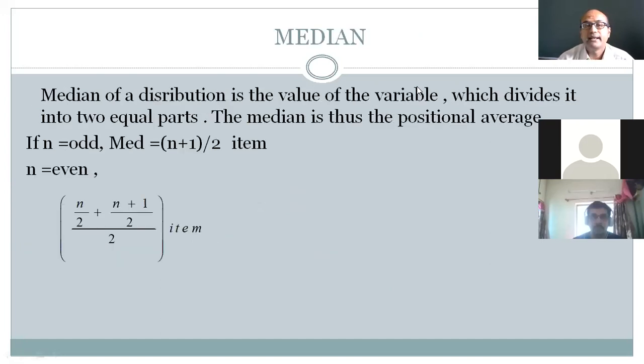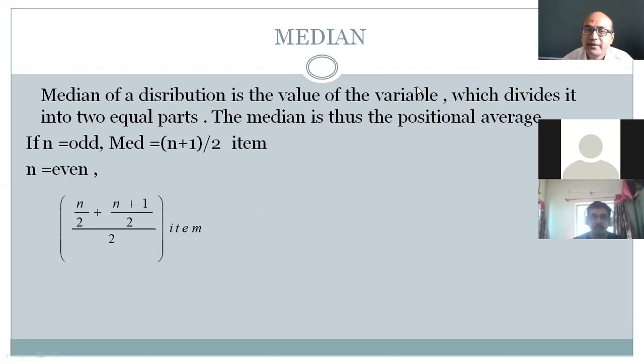Next one is the median. The median of a distribution is the value of the variable which divides it into two equal parts, and the median is thus the positional average. For example, if a test is conducted for 100 marks, we cannot say that 50 is the middle, just because the data lies between 0 and 100. What matters is the actual scoring. Suppose some may score 0, 0, 10, 12, 20, and it goes on. Now arrange the data in ascending order and divide.